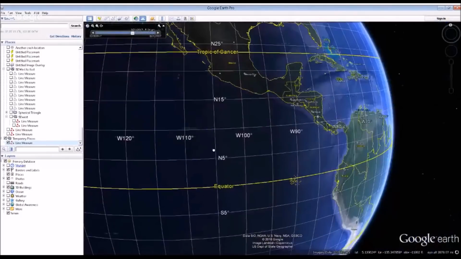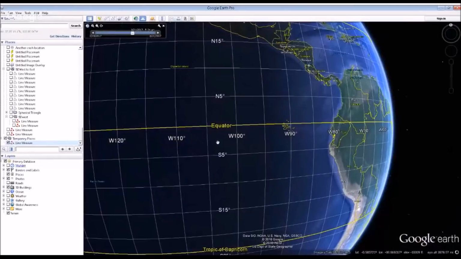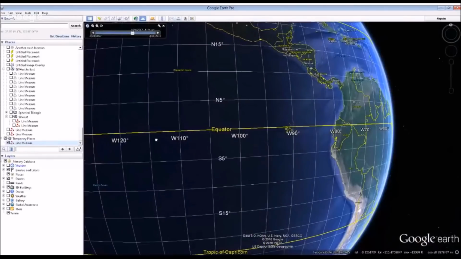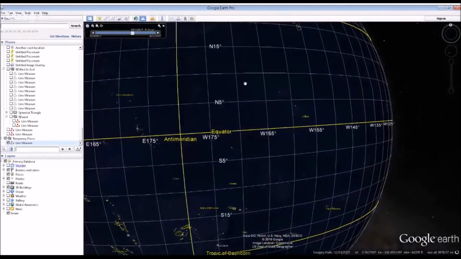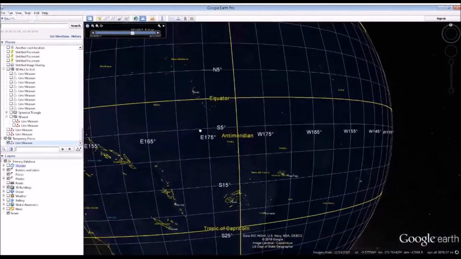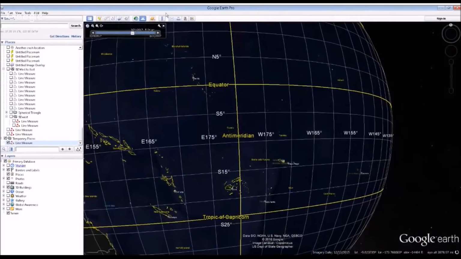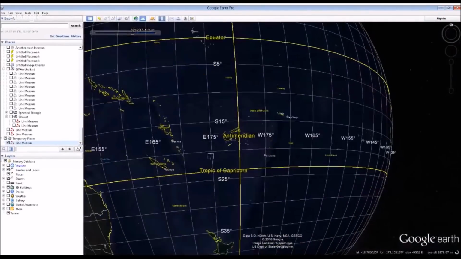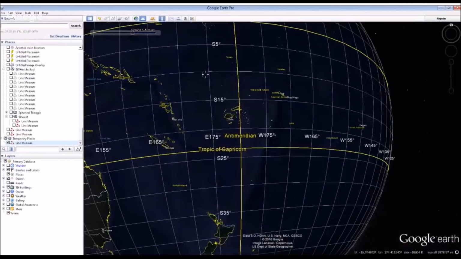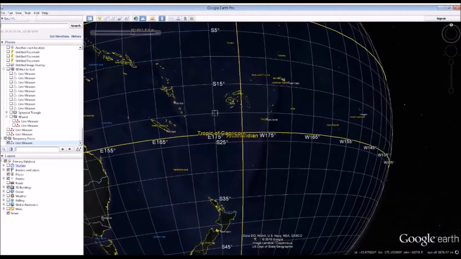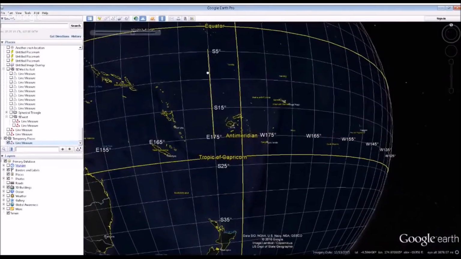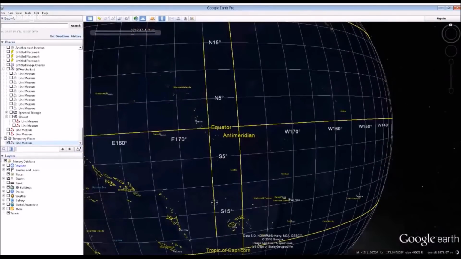So the only great circle going east-west is the equator, right? Every line going north-south is a great circle. Those are all great circles going north-south. So that's why we're only talking east-west here. North-south will never change. Directly north will always be on this line, and directly south will always be on that line.